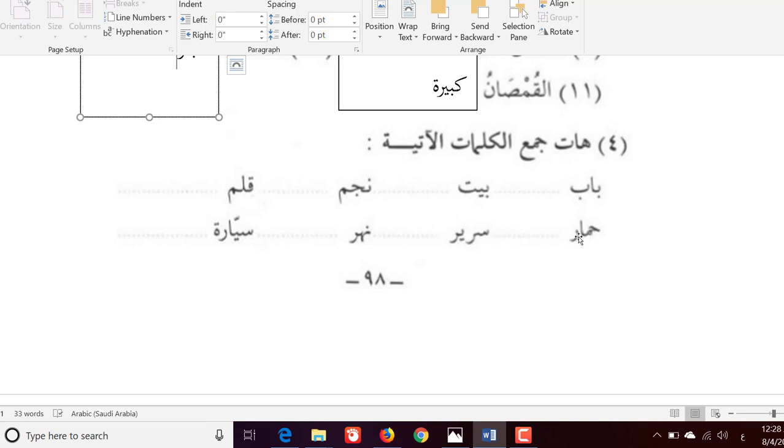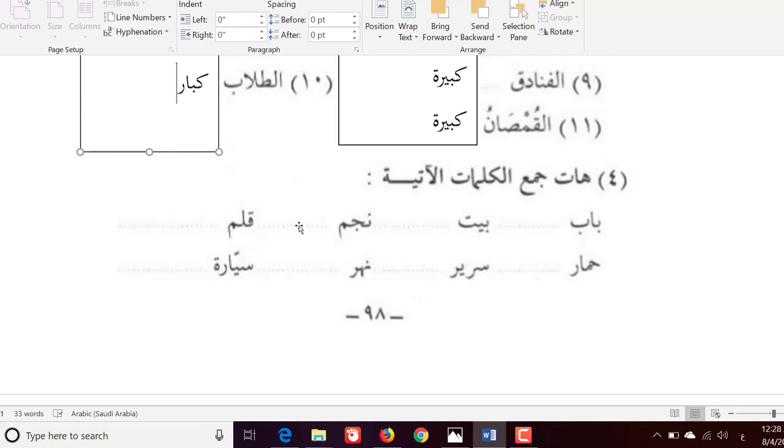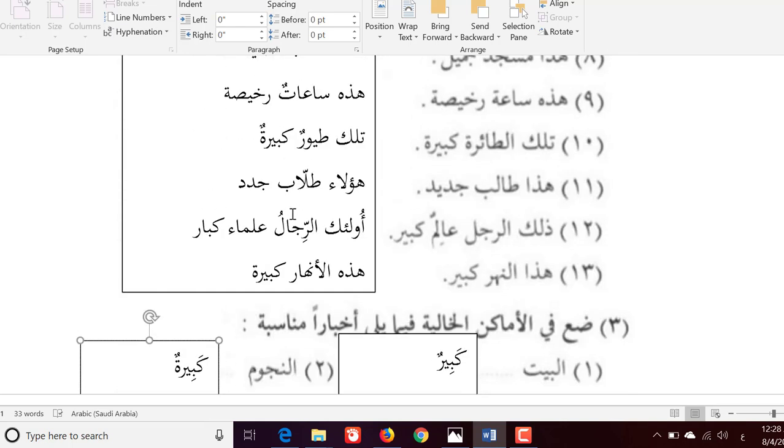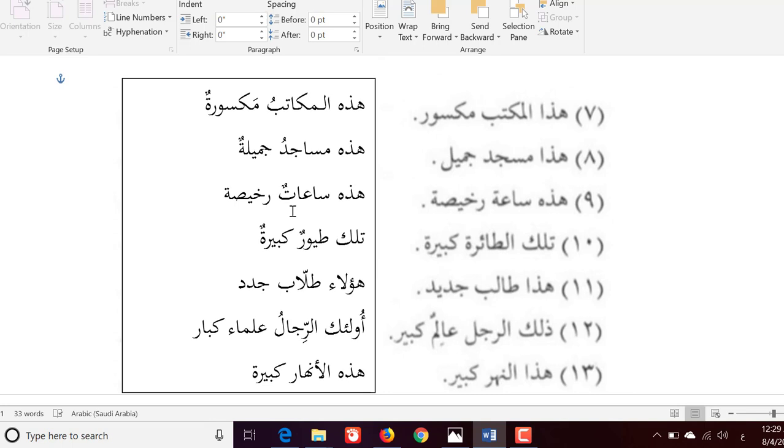Himar becomes humur. Yani ha, dhamma, mim, dhamma, ra. Surur, sin, dhamma, ra. Nahar becomes anhar, af'al, like aqlam. And sayyaratun becomes sayyarat. So we take away the ta marbuta and we change that with an alif and a ta. And with that, we've completed the worksheet. Again, just to help you check your answers to make sure that what you got was correct. So I hope that was helpful.